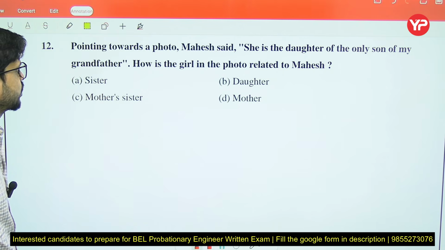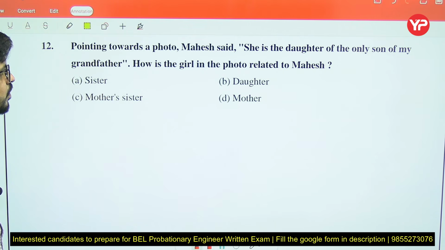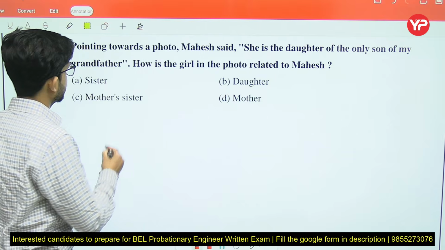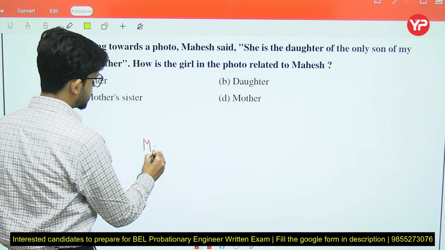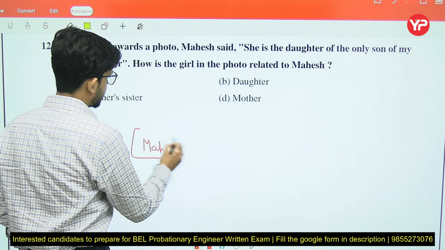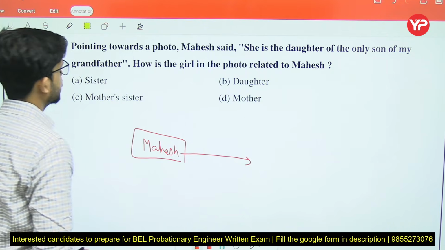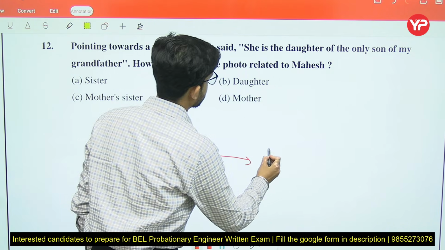Pointing towards a photo, Mahesh said, "She is the daughter of the only son of my father." This is a blood relation question. How is the girl in the photo related to Mahesh?